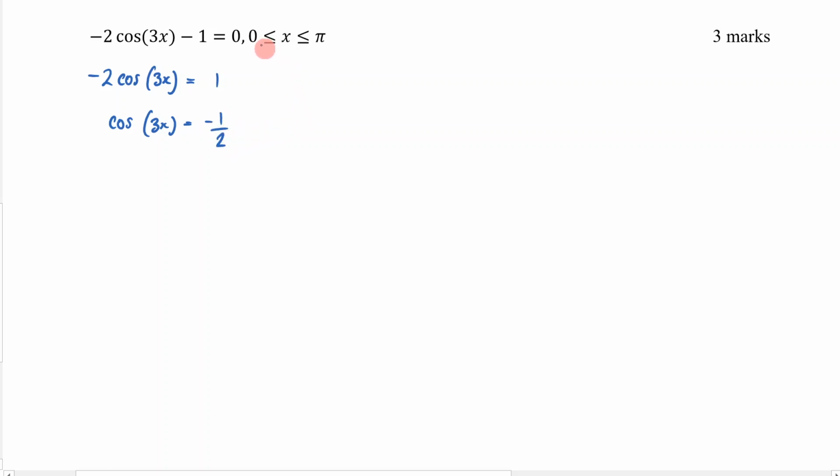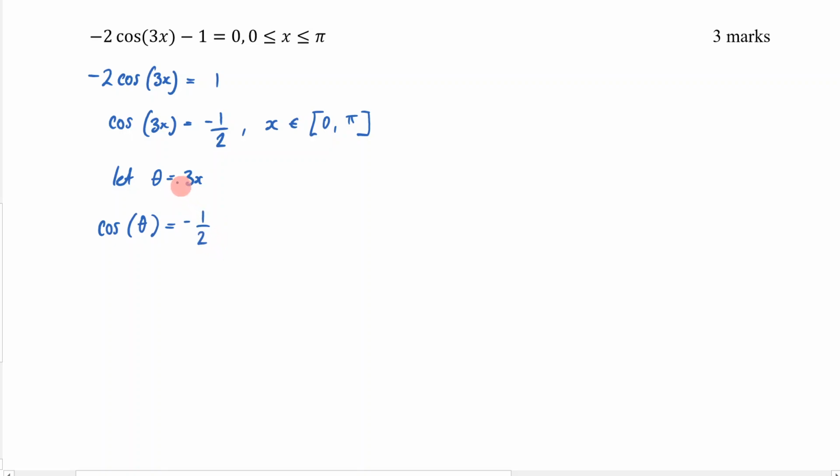And let's remind ourselves that our domain is between 0 and pi. I'm just going to write it like this, 0 to pi. I just prefer writing it like that. The next thing that I'm going to do is realize that because I have a coefficient in front of my x, I need to do something about that. So I'm going to say let theta equal 3x. So that means I'm going to be left with cos of theta is equal to negative a half.